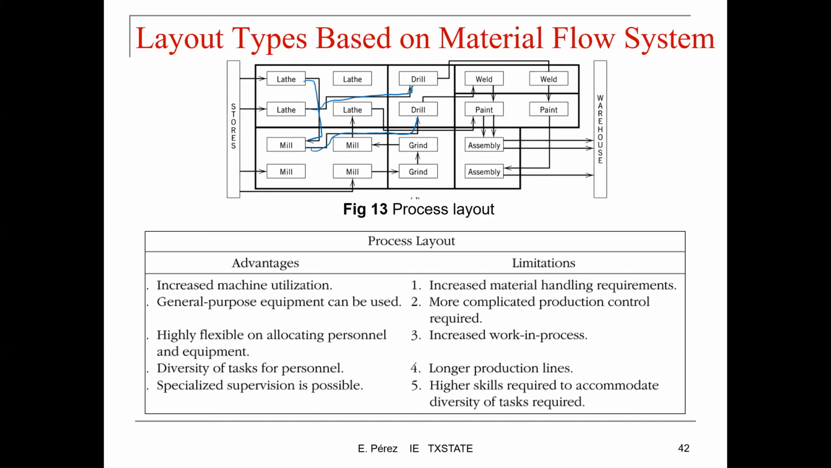The advantage is that since you can allocate jobs to any of the machines, there's an increase in machine utilization. General purpose equipment can be used, highly flexible in allocating personnel and equipment, diversity of tasks for personnel, specialized supervision is possible. The limitation is that there's an increase in material handling requirements. As you can see, there's like spaghetti there, so there's a lot of movement going on. More complicated production control required, increased working process, longer production lines, higher skills required to accommodate diversity of tasks.